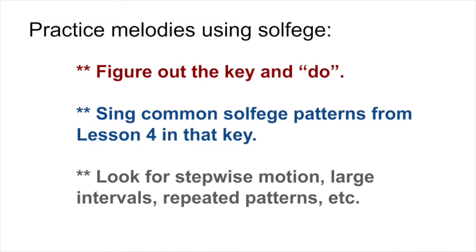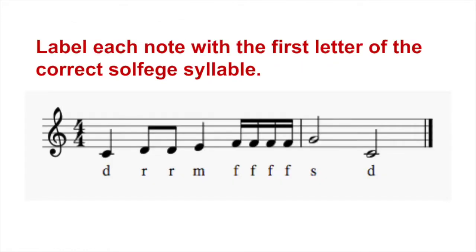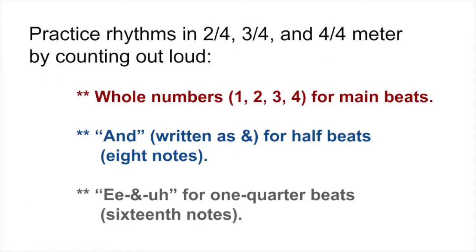Then, look at the melody for stepwise motion, large intervals, repeated patterns, and things like that. If you had a copy of the music, you might label each note with the first letter of the correct solfege syllable. I've done it for you. We'll go through a system for figuring out rhythms using beat numbers.